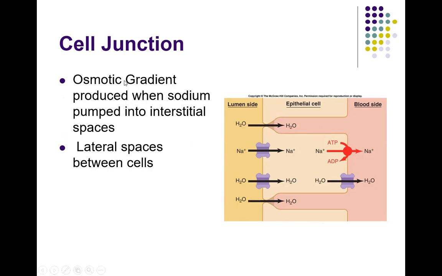So what happens is you can have osmotic gradients where sodium is pumped into interstitial spaces and things like that. Here we can see sodium is coming into the epithelial cell, and then it gets pumped into the blood side over here. The thing about sodium and water is that wherever sodium goes, water tends to follow. So if you're using pumps to move sodium in one direction or another, the water will follow it.